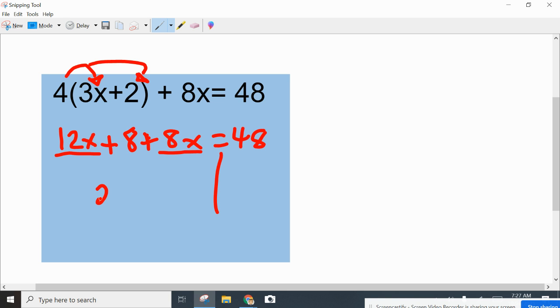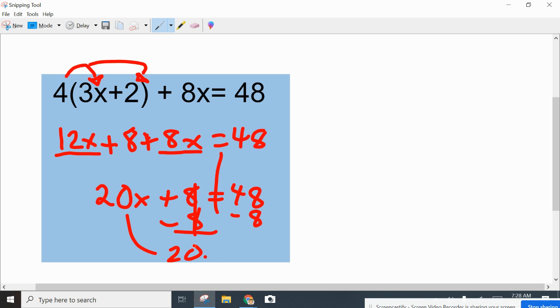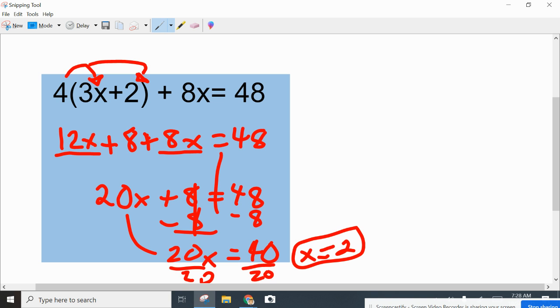8x and 12x is going to become 20x plus 8 equals 48. Subtract 8 from both sides. 20x equals 40. Divide by 20. x equals 2. All right? Good job. If you got to that point, great job.